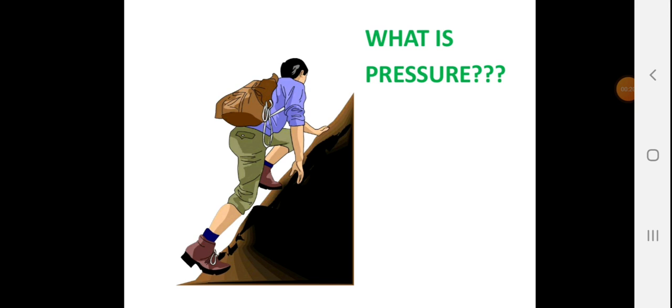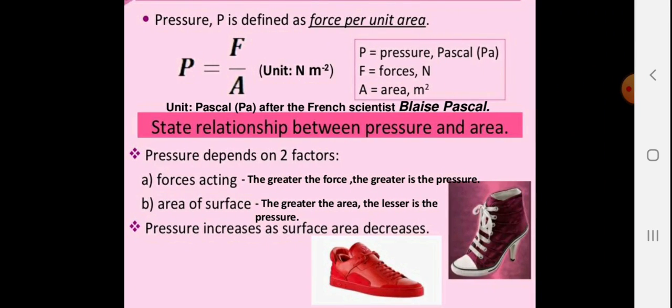What is pressure? The pressure is defined as force per unit area, that is P equals F upon A. The force unit is Newton and the area unit could be meter squared or centimeter squared. So you can say Newton upon meter square or Newton upon centimeter square. The unit is called Pascal, derived after the French scientist Blaise Pascal, written as Pa.